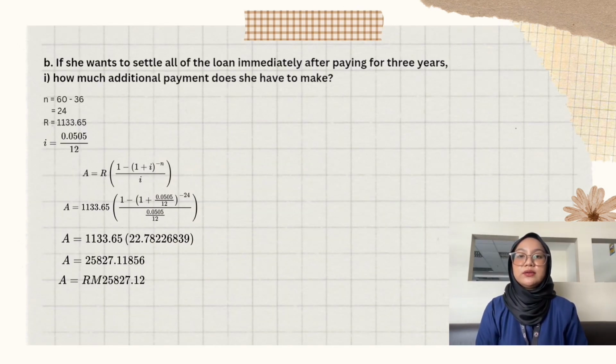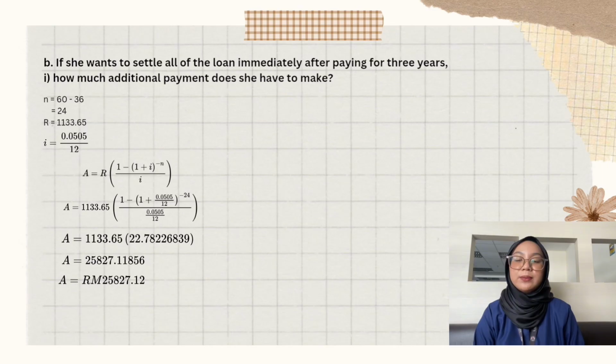Question B. If she wants to settle off all of the loan immediately after paying for 3 years, how much additional payment does she have to make? The formula is A equal to R in bracket 1 minus in bracket 1 plus I power of negative n over I. A equals to 1,133.65 in bracket 1 minus in bracket 1 plus 0.0505 over 12 power of negative 24 over 0.0505 over 12.